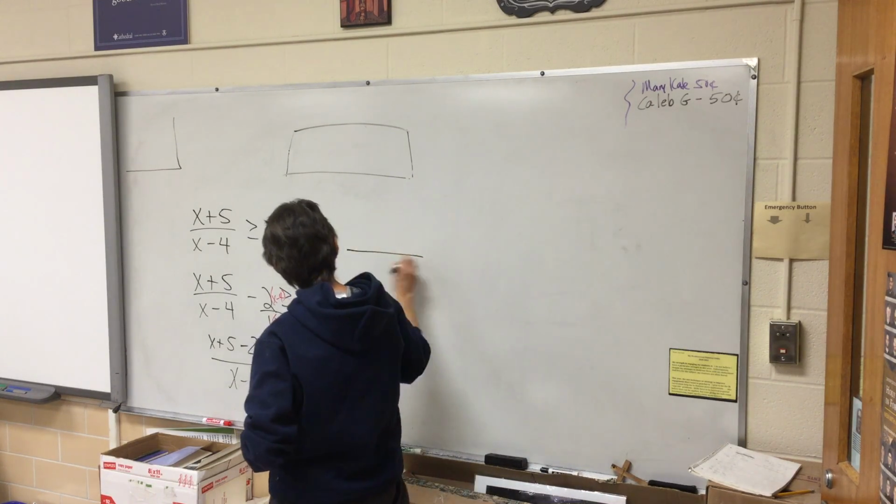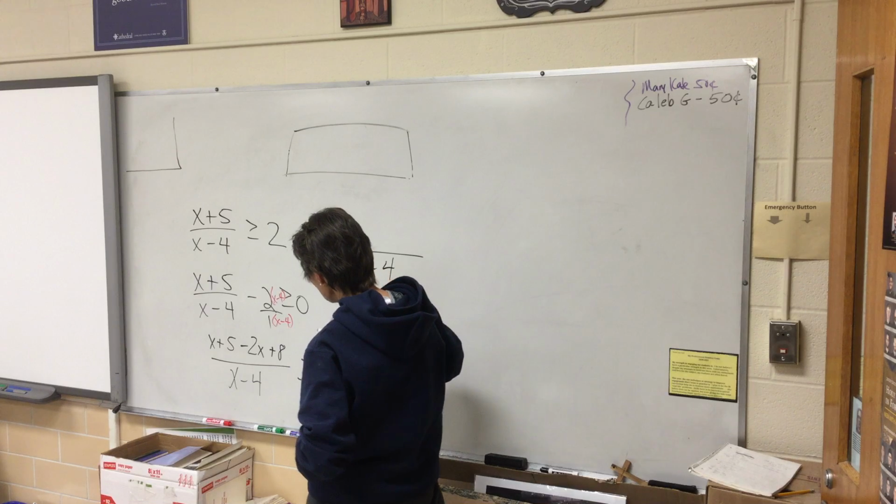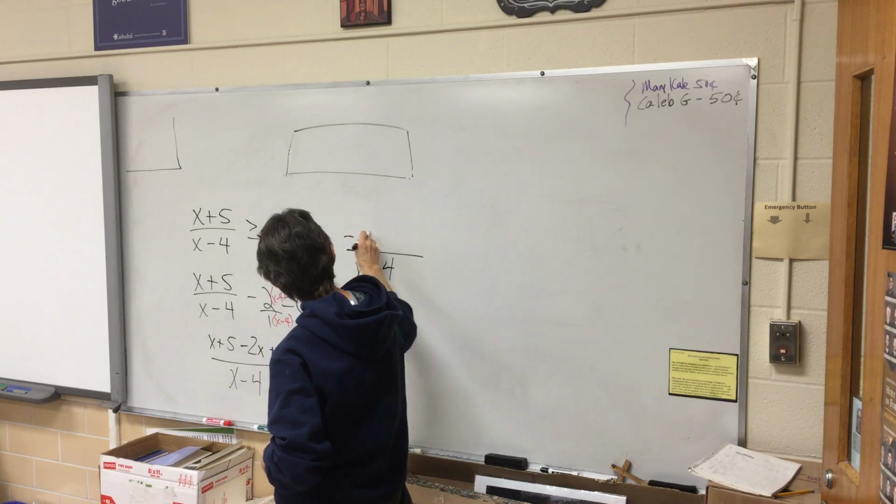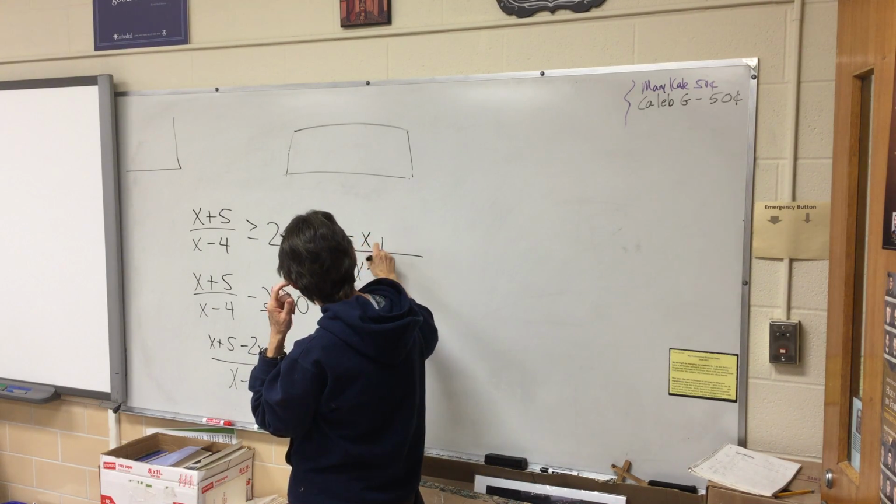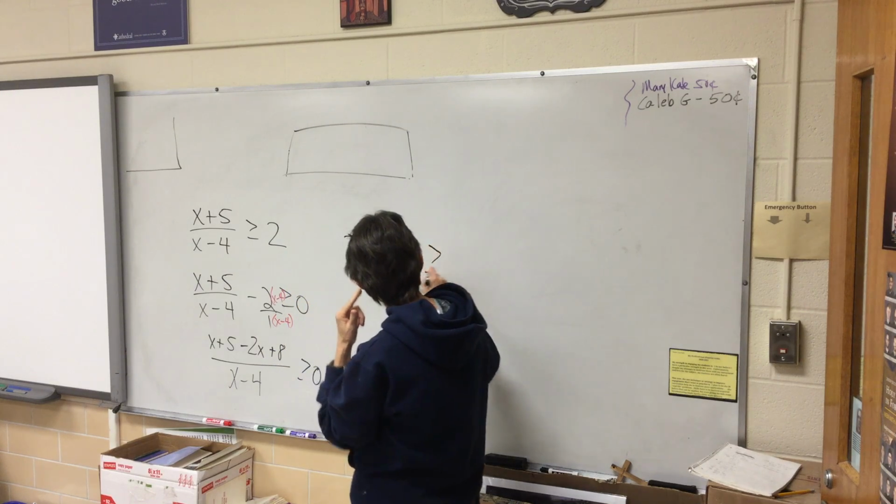All right, so now what have I got? On the bottom it's x minus 4. On the top it is negative x plus 13. Is that right?